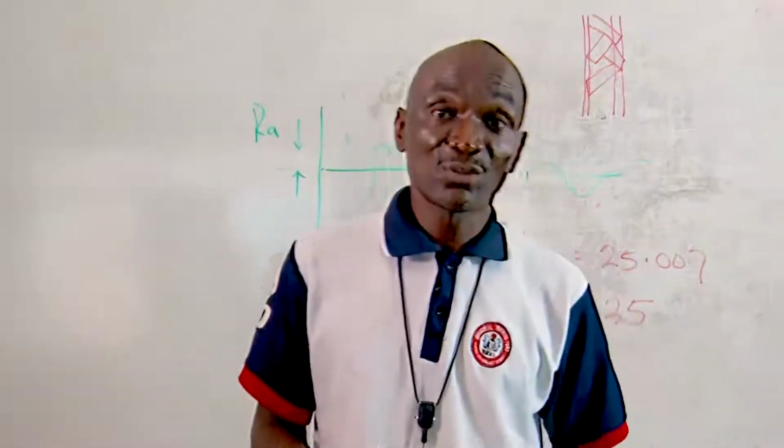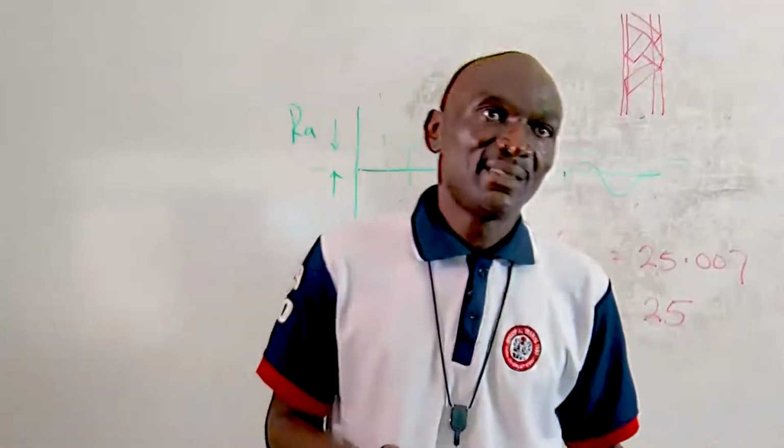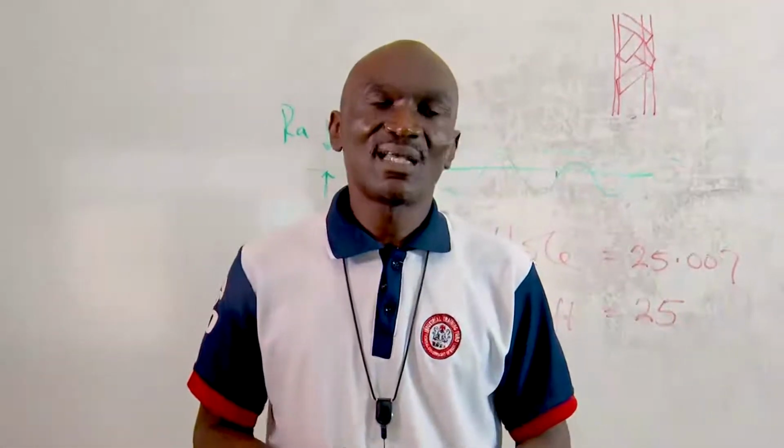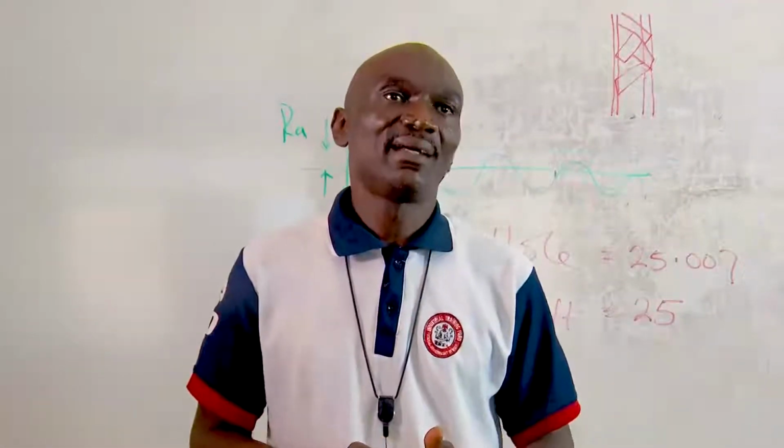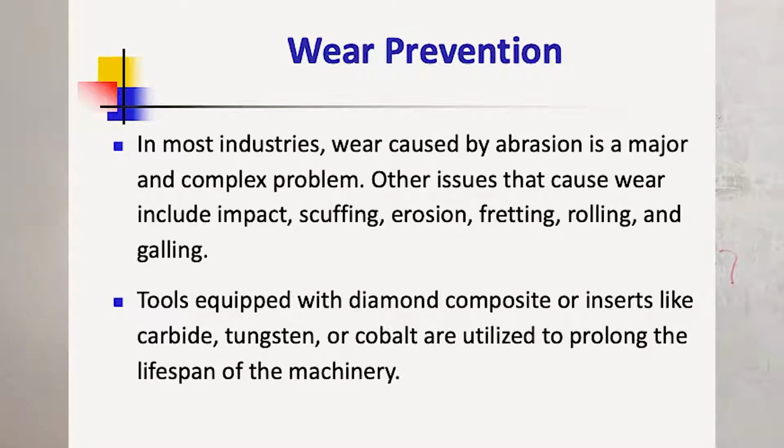Having looked at the different types of wear, it is important we consider how to prevent wear, because it's a very big problem in engineering and especially in industrial settings. How do we prevent wear from occurring, or how do we minimize the wear rate so that we can ensure longevity of our equipment? In most industries, wear caused by abrasion could be a major and a complex problem. I must stress again, other issues that could cause wear include impact, scuffing, erosion, fretting, rolling, and galling.